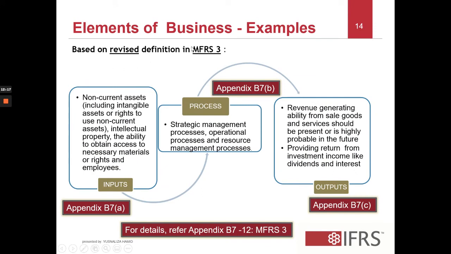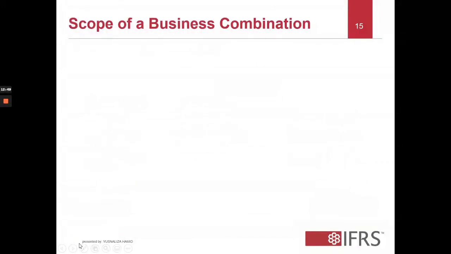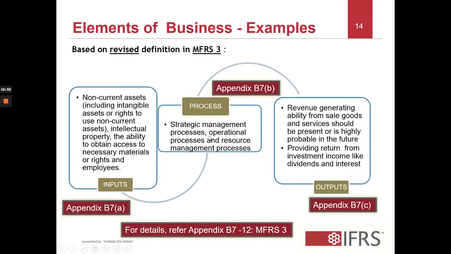So based on the revised definition in MFRS 3, these are some examples of input. What are inputs? Non-current assets, including intangible assets or some intellectual property, where it has the ability to obtain access to the necessary materials or rights of an employee. This is under Appendix B7A. And strategic management process, as I mentioned earlier, is under Appendix B7B.